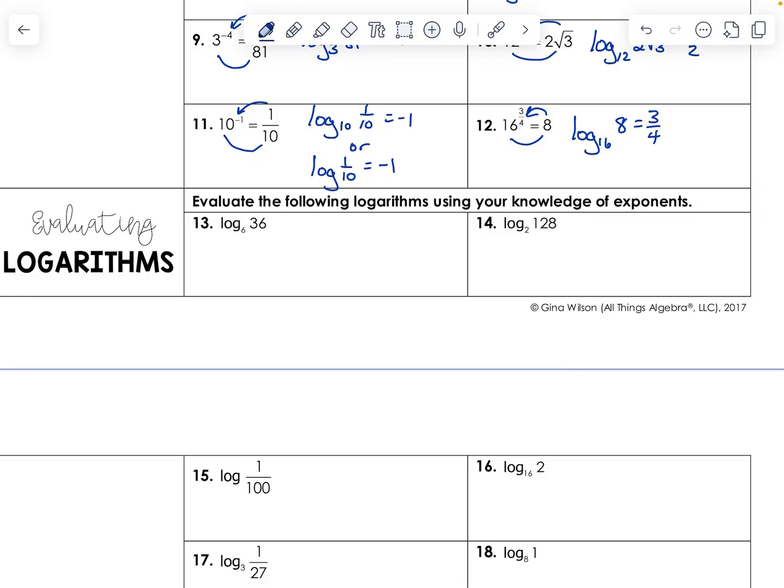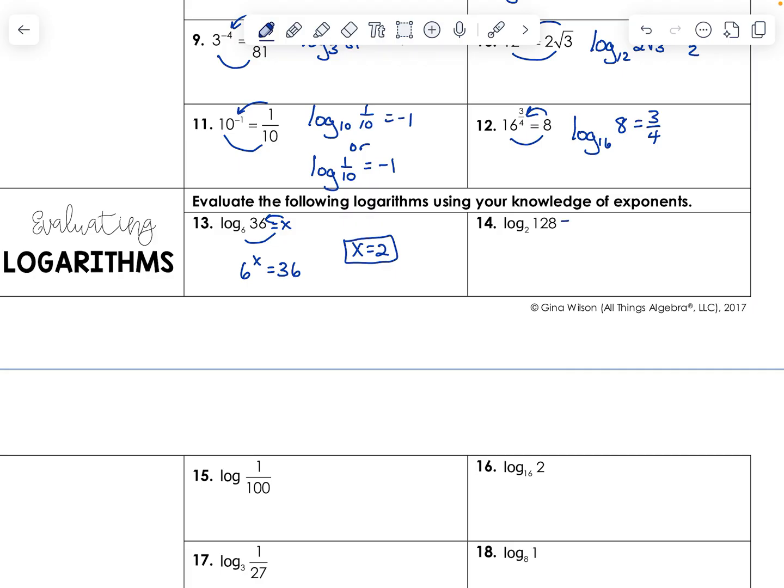We're going to evaluate the following logarithms using our knowledge of exponents. Since I'm wanting to find the answer, I can set this equal to x since I don't know the answer off the top of my head right now. So 6 to some power is going to give me 36. Well, 6 squared is 36, so x equals 2.